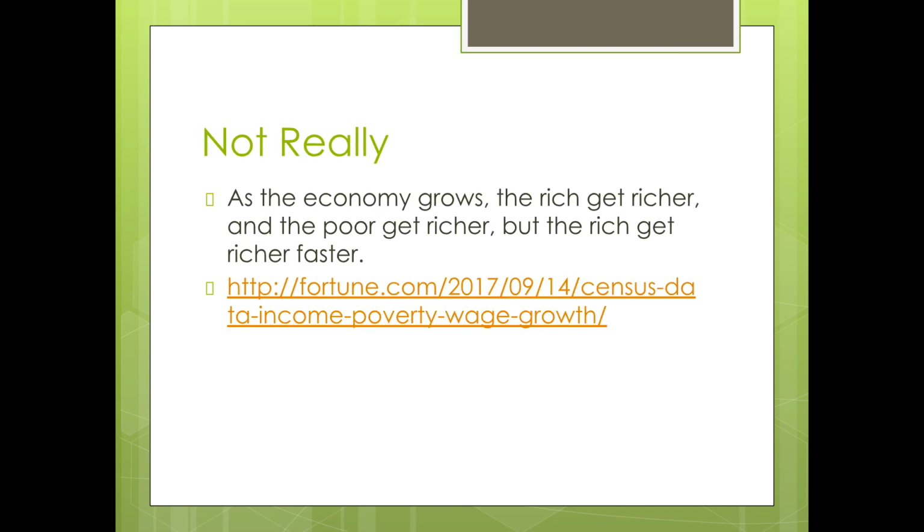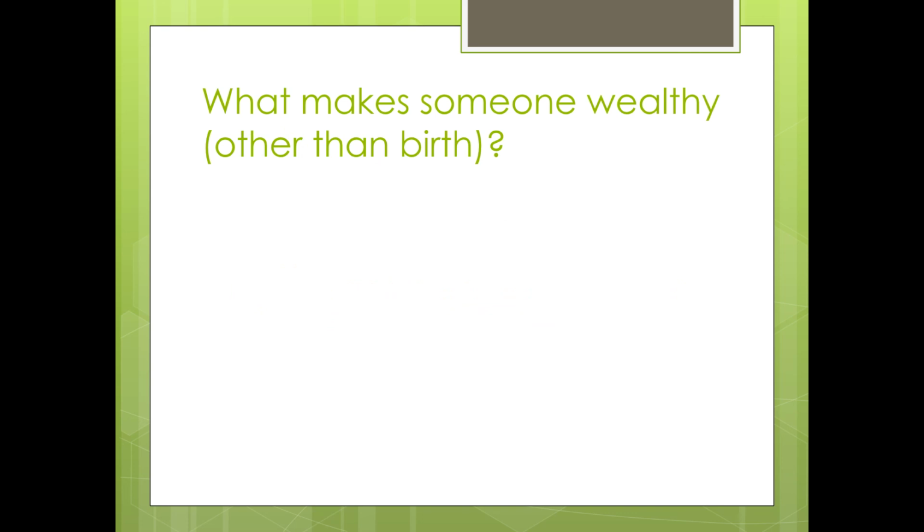And here's the answer. If you look at the data, and we will do this in the next class period, generally speaking, as the economy grows, the rich do get richer and the poor get richer. So generally speaking, as the economy grows, everyone does better. But the richer get richer faster. Okay, do you get that statement? As the economy grows, the rich get richer and the poor get richer, but the rich get richer faster. In other words, there's a higher rate of growth.